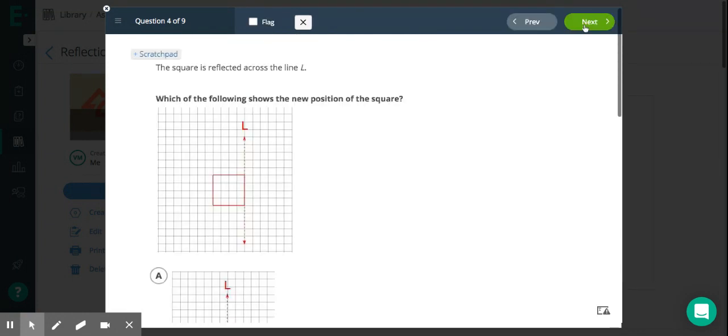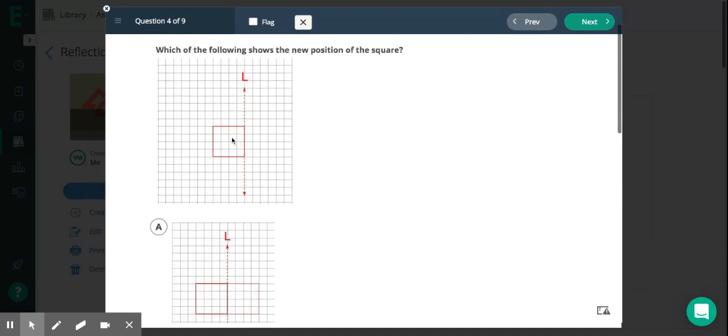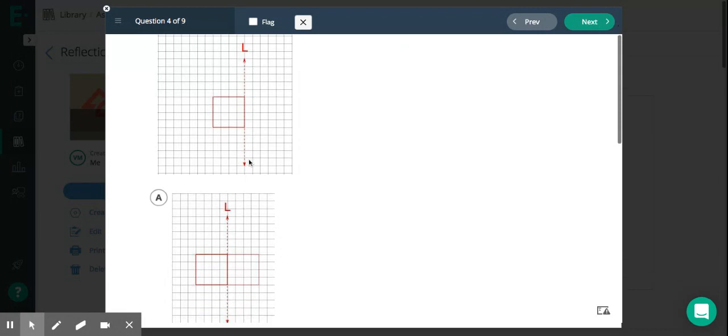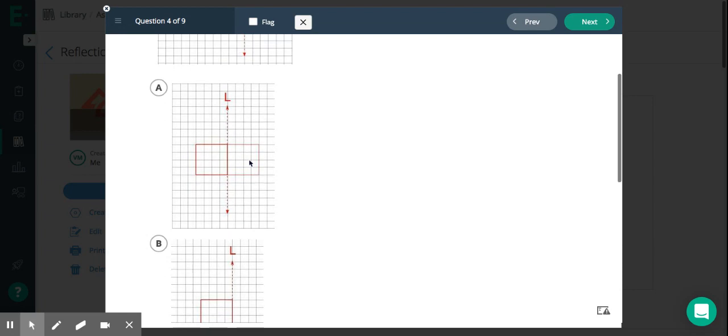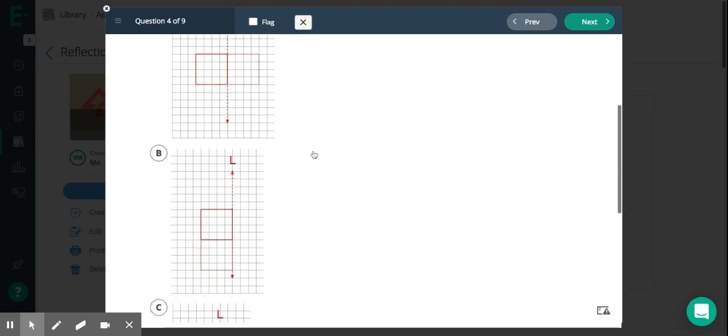All right, let's take a look at this one. This is similar to the other question that we just went over. It says the square is reflected across the line L. Which of the following shows a new position? So remember, when you're reflecting an image, you want to make sure it's on the opposite or the other side of the line of reflection. So we don't want it to cross over. Now, if you look at the square here, it is right on the line of reflection. So when I look at my reflected image, it should also be right on the line of reflection. So look. See how this square is right on the other side? So this is going to be your answer choice.